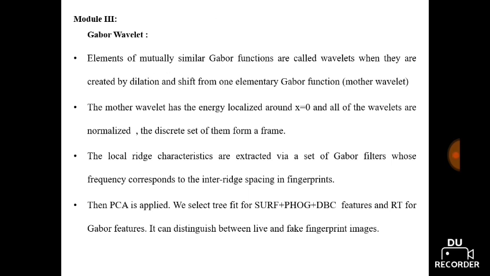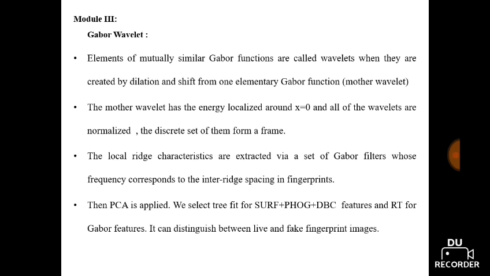Next, we use the Gabor wavelet. The Gabor wavelet is used for obtaining the textural features of the image. Here, all the similar Gabor functions are collected and two processes are done: one is the dilation and the other is the shift operation. The wavelet has its energy localized at x equal to 0 and it is normalized to form a discrete set of frames.